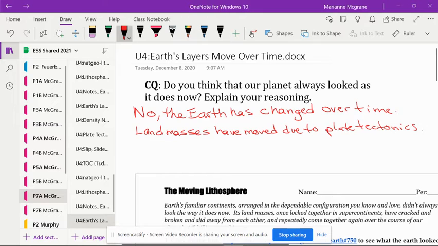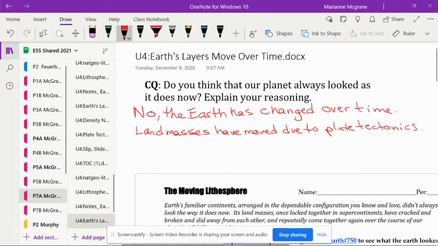Mason. The evolution of plants. Explain that to me, Mason. As climate changes, plants adapt to their surroundings and change forms. But how is that changing the land? You mean like the ground? Yeah, the ground.